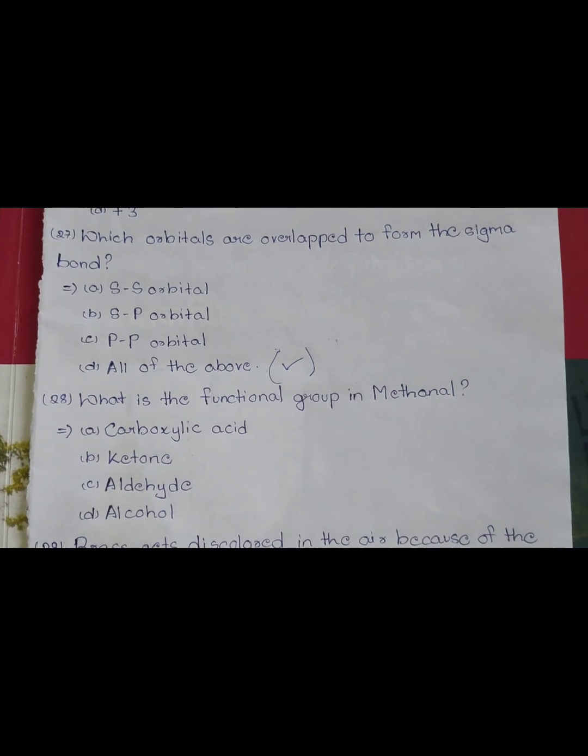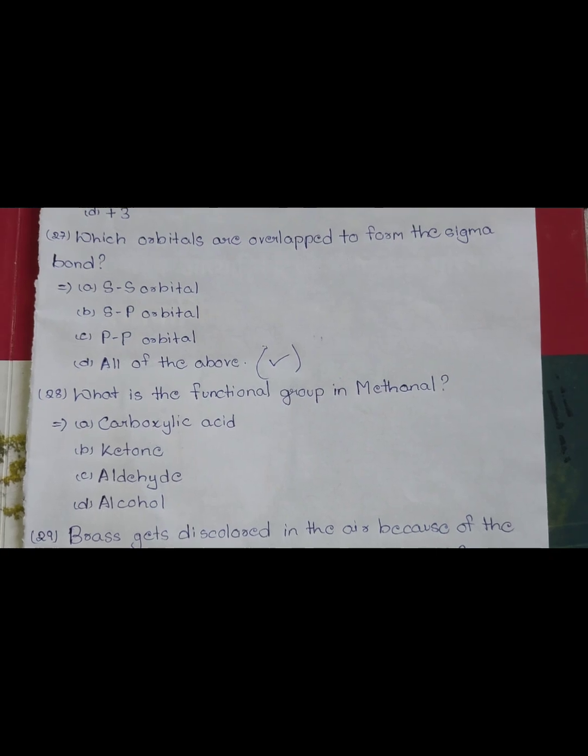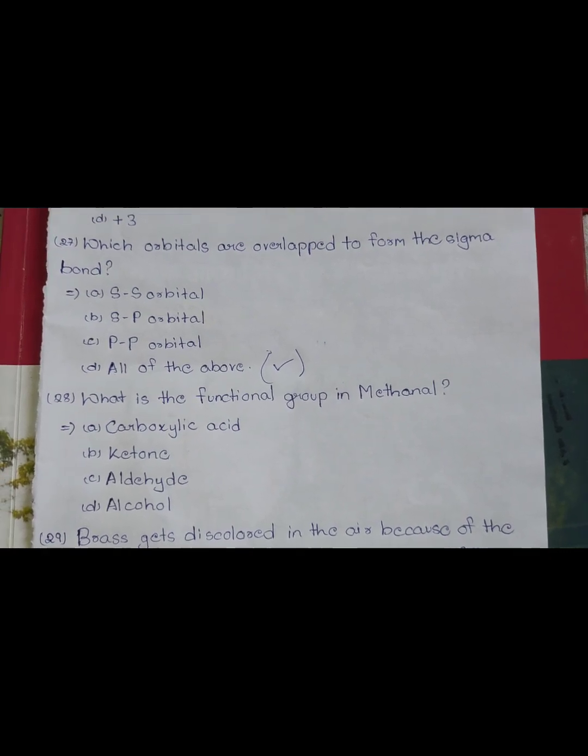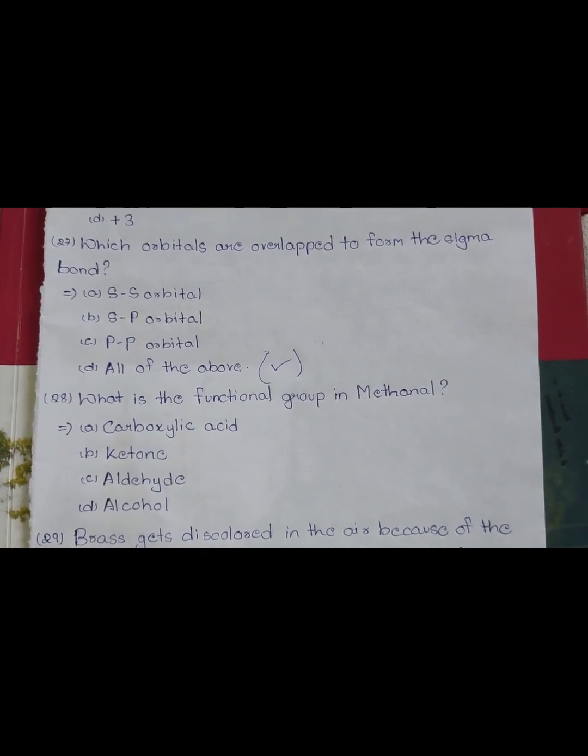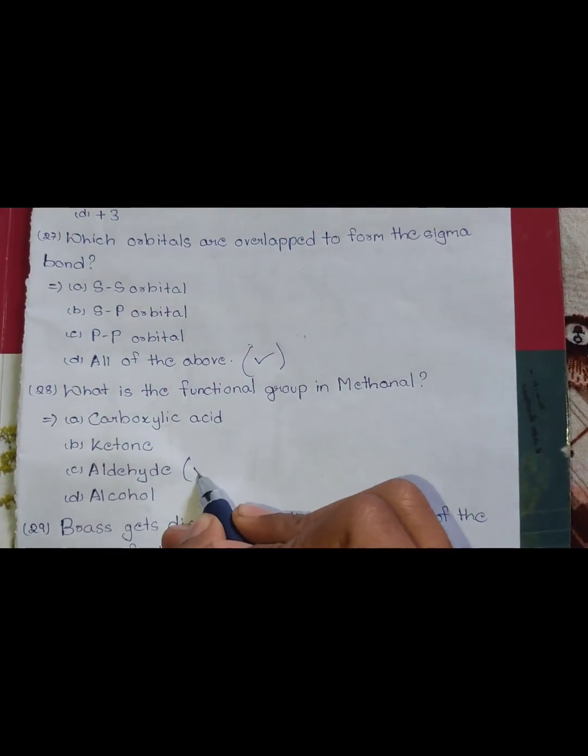So next question. What is the functional group in methanol? Option A, carboxylic acid. Option B, ketone. Option C, aldehyde. Option D, alcohol. So the right answer is option D, alcohol.